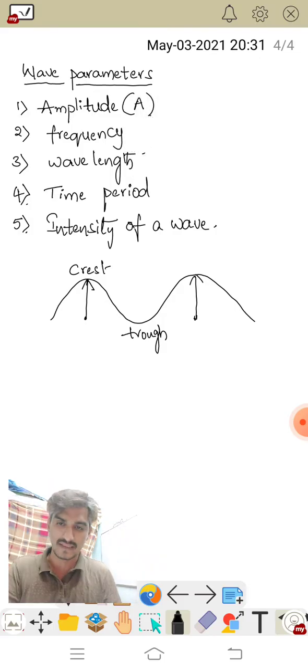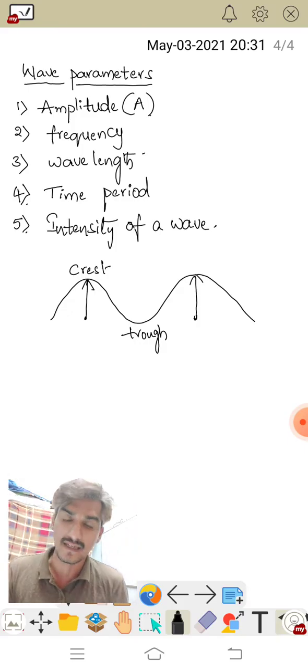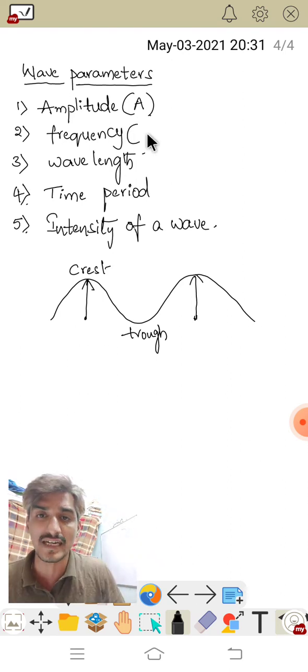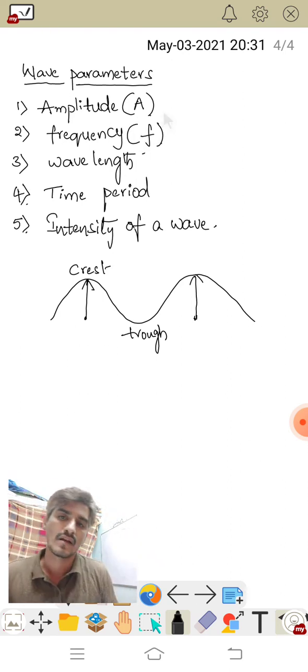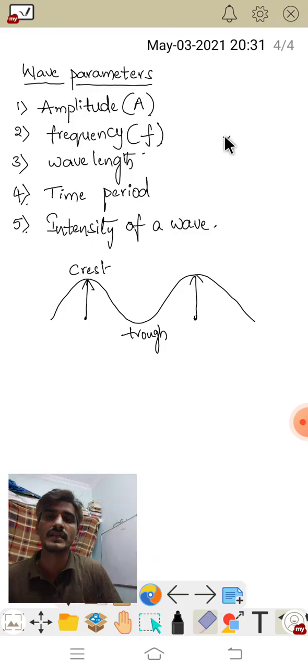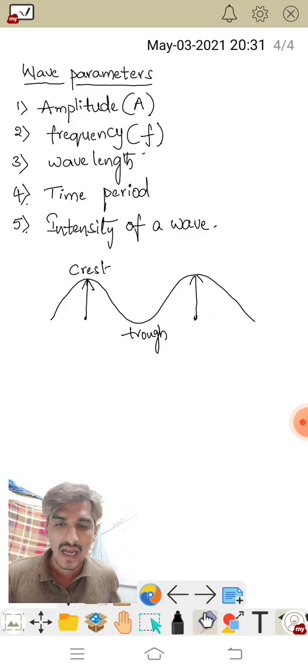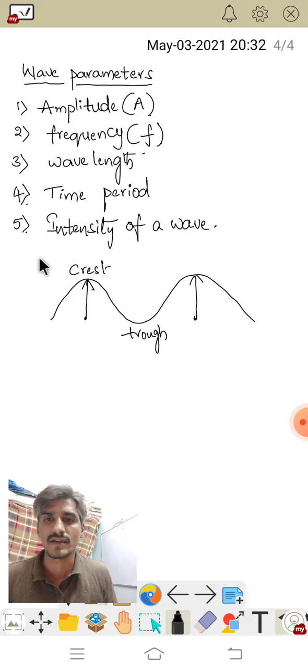Now what is frequency? Frequency means number of oscillations per second or number of waves per second. In the previous chapter oscillations were there. So there we used to discuss it as number of oscillations per second is called frequency, and it is denoted with the letter F. And sometimes you might have heard about omega. This is what we call angular frequency. F means linear frequency, number of oscillations per second.